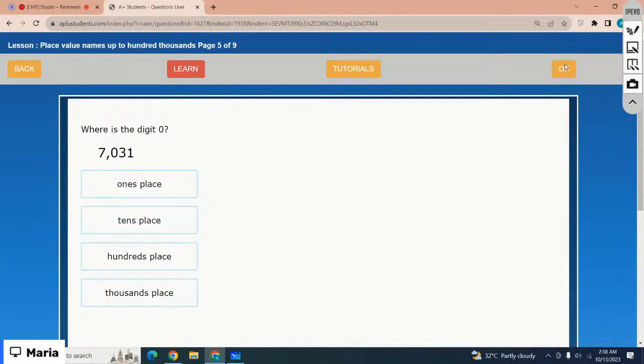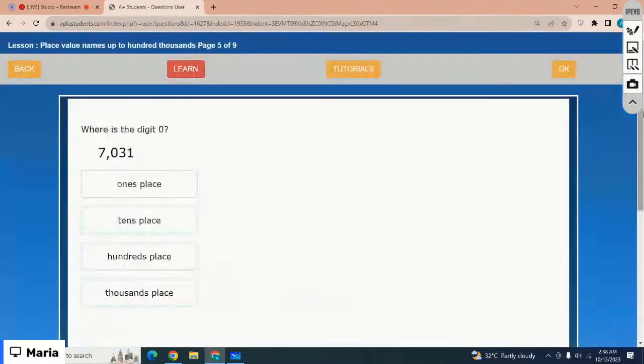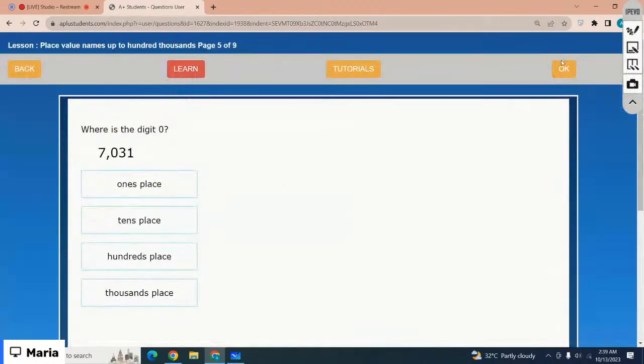Where is the digit 0? 0 is at the... very good. That would be tens place. 0 is at the tens place. 100. Where is 100? Oh, yes. Sorry. 0 is at the hundreds place. You're right. 0 is at the hundreds. Sorry. Here is hundreds place.